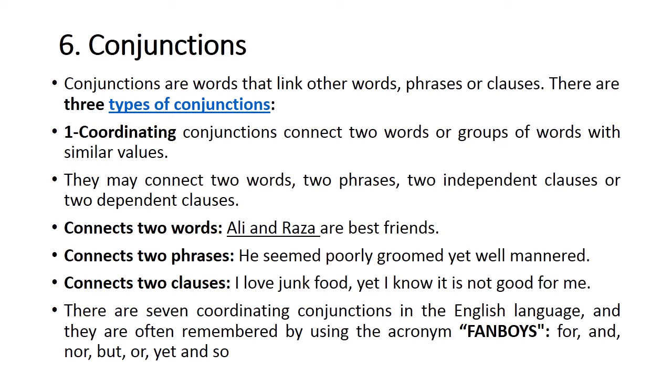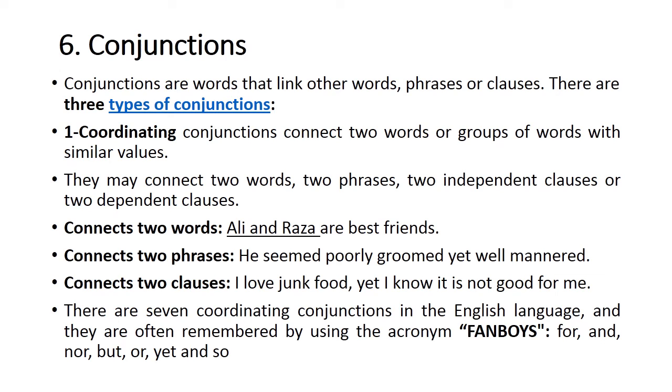How do these types of conjunctions connect two words? For example, Ali and Raza are the best friends. Connect two phrases: He seemed poorly groomed yet well mannered. Here poorly groomed is a phrase and well mannered is also a phrase. So yet is connecting these two phrases. Connect two clauses: I love junk food, yet I know it is not good for me. So yet is connecting two clauses or two sentences.